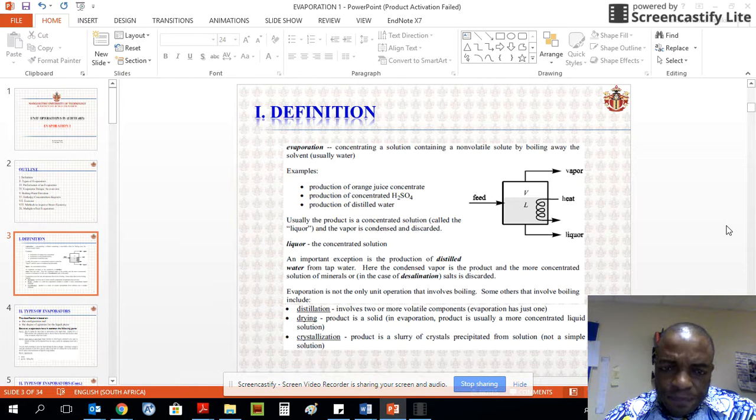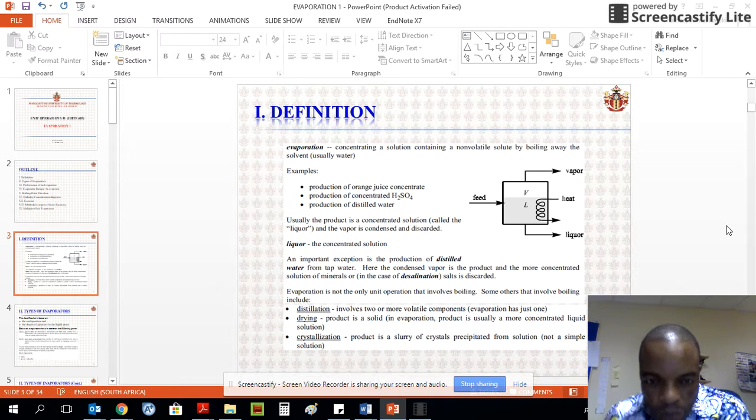Now, in most cases, the final product coming from your evaporator is a concentrated solution that we call a liquor. So the concentrated solution which comes from an evaporator, let's say for example your juice concentrate, we say that it's a liquor. And of course, apart from the liquor, you always have the vapor which is condensed and discarded if not used in another section of your plant.